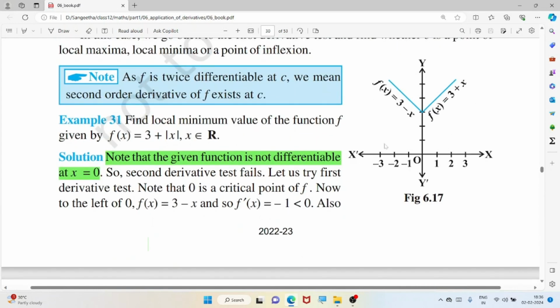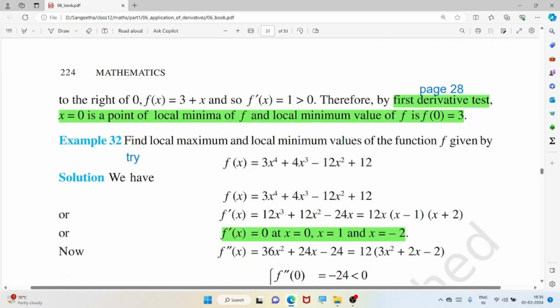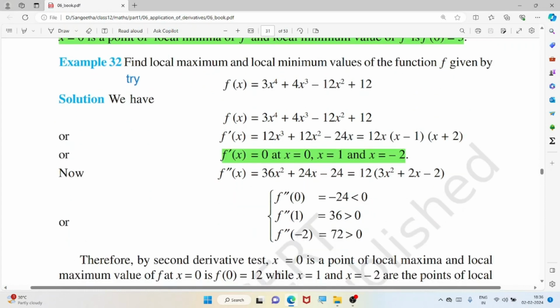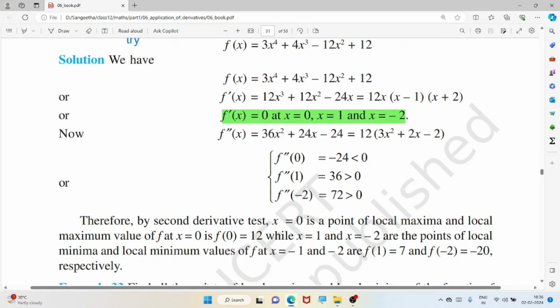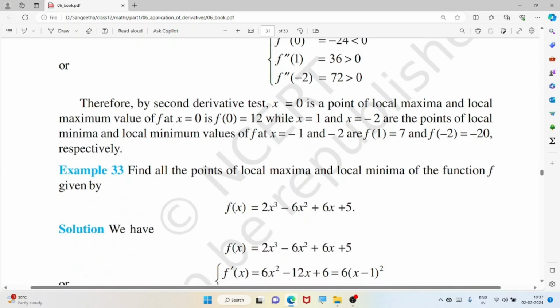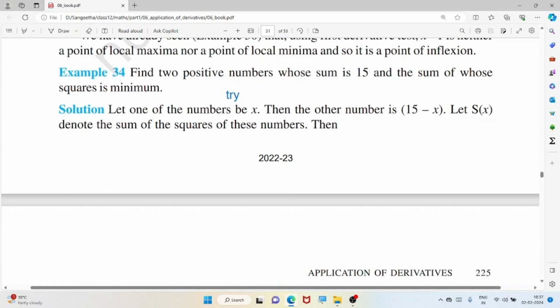The given function is not differentiable at x equal to 0 because of the sharp turn here. So the second derivative test fails. For the first derivative test, go and read above. Okay, so again, how they are using the derivatives. You should know how to factor this to find out where this function will be 0, f dash of x will be 0 at these values of x and this. Okay, so you go through this.